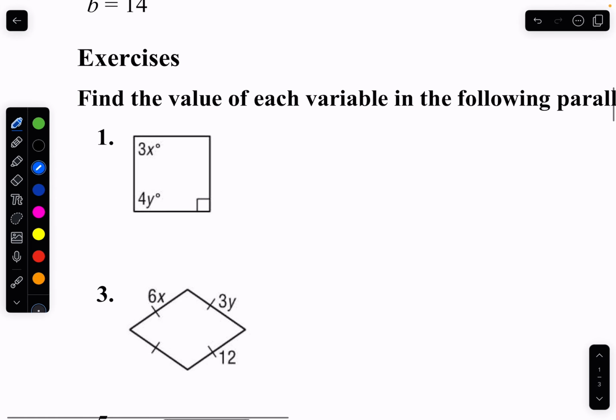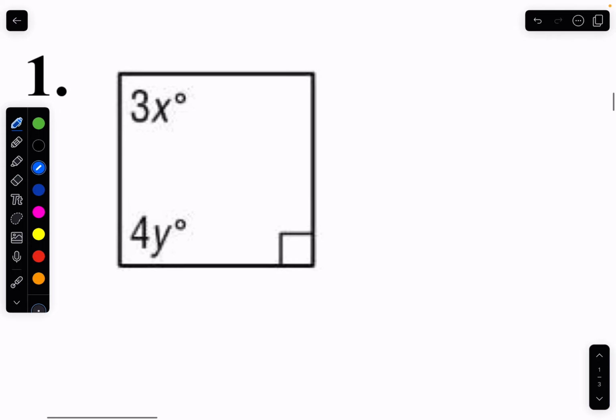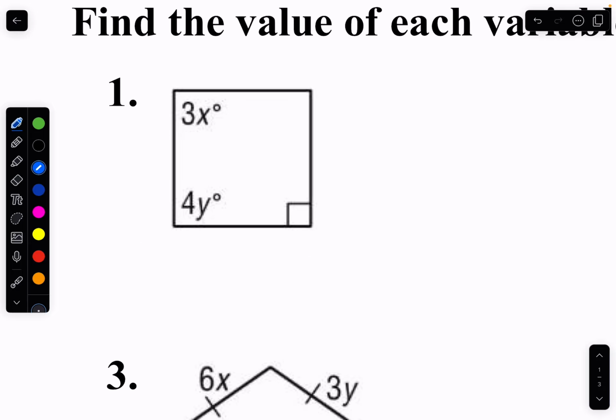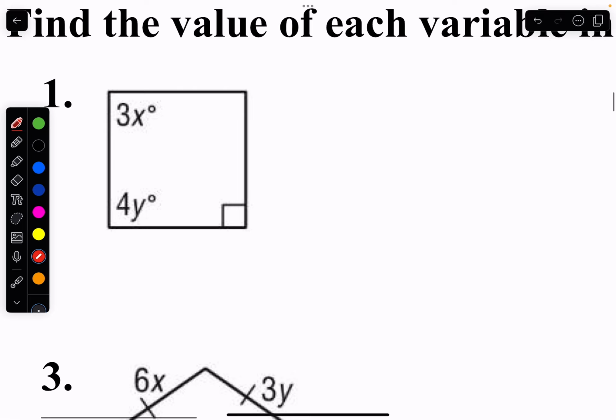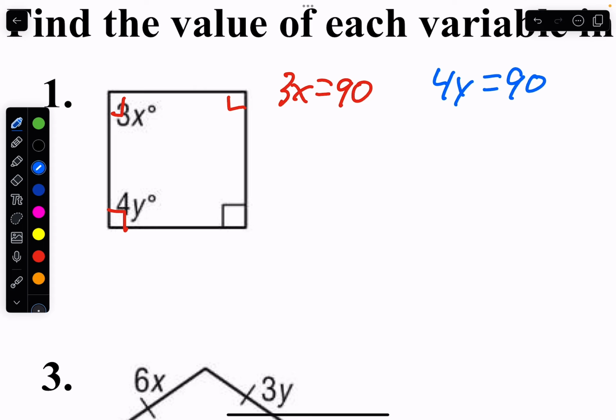So let's go over a couple of problems. We see over here that I have a 90-degree angle. I can clearly see that I have a 90-degree angle. Immediately, then I can say, hey, you know what? All the angles are going to be 90 degrees. So now I can say 3x equals 90 degrees. And I can also say 4y equals 90 degrees.